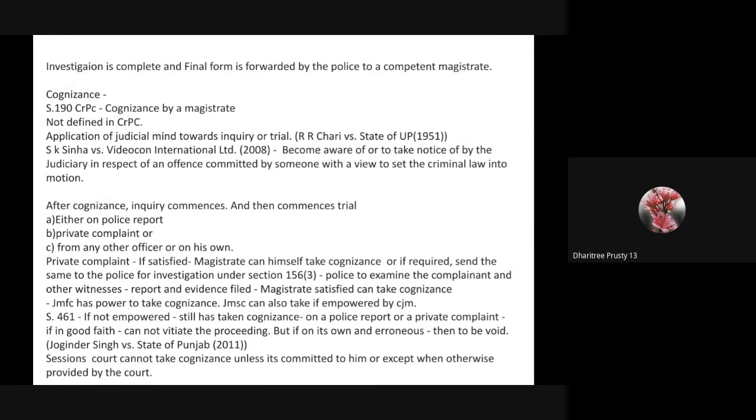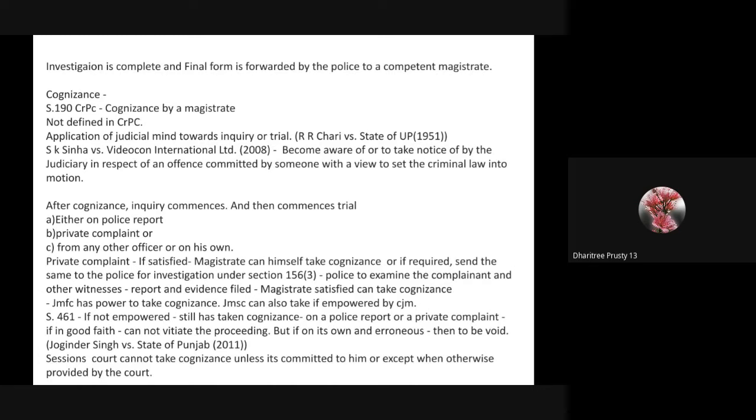But if it is a private person, then he can still approach the magistrate. Doesn't matter whether it is a cognizable case or a non-cognizable case. In that case, a private complaint will be registered, and after that, on the basis of the private complaint, the cognizance can be taken. The cognizance can also be taken on a report from any other officer or on his own. So there are four sources.